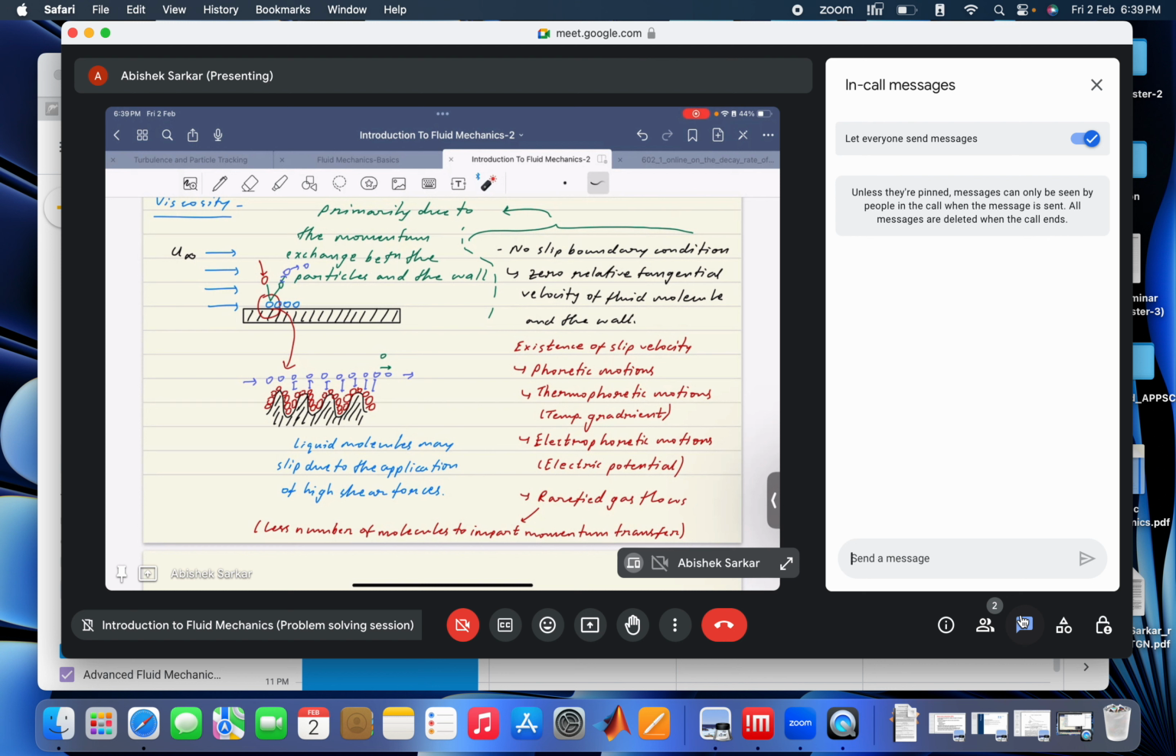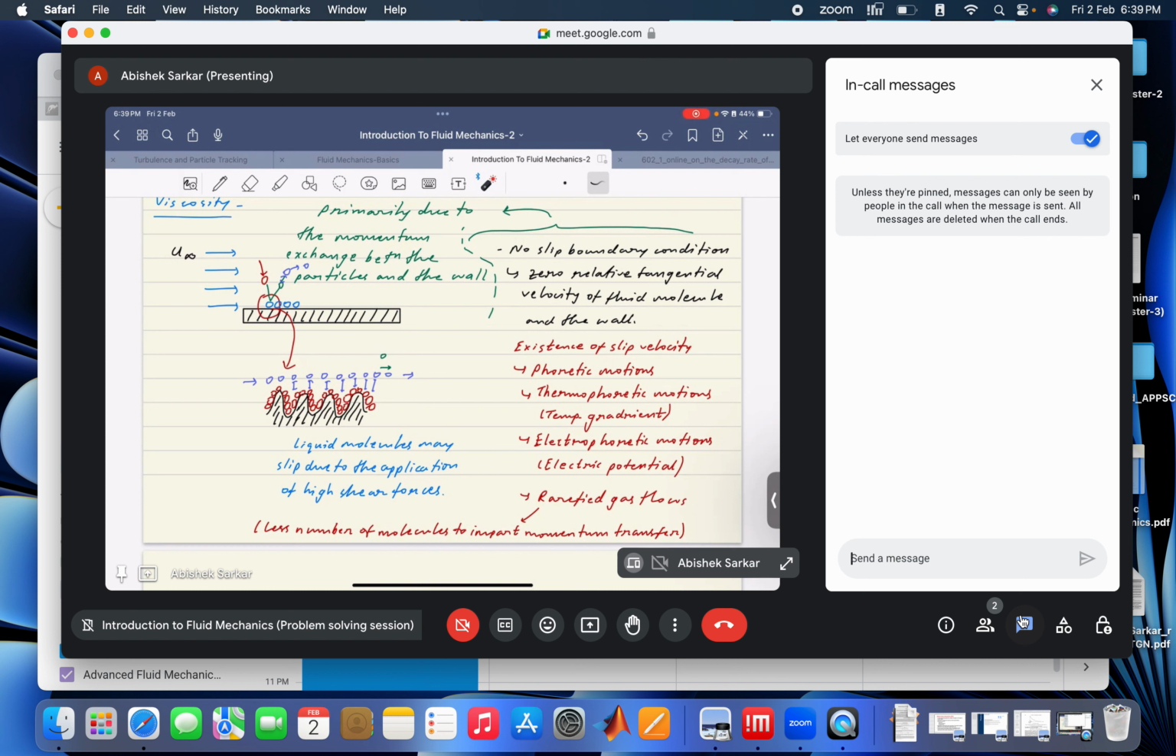Boundary conditions basically tell us the value of the solution. Say if you are solving for the velocity of the fluid, then it tells us the value of the velocity at one of the boundaries or both the boundaries of the problem. So that's why the term boundary condition comes into the picture in the case of fluid mechanics.